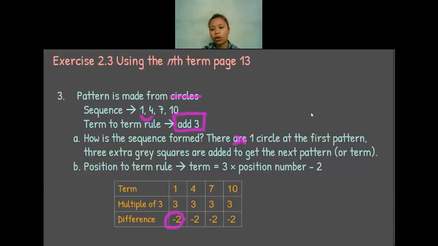Is there anyone who gets confused or still does not understand? No, teacher. Okay. I will move to the next question.